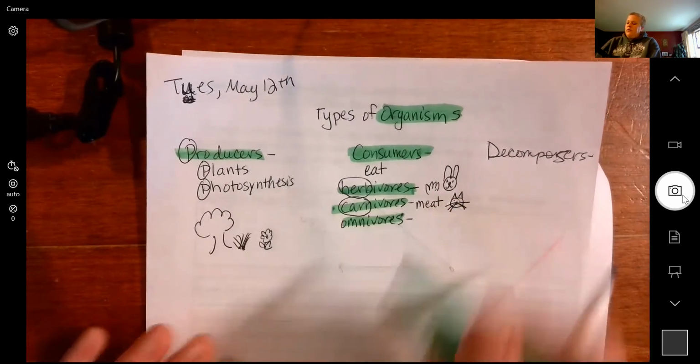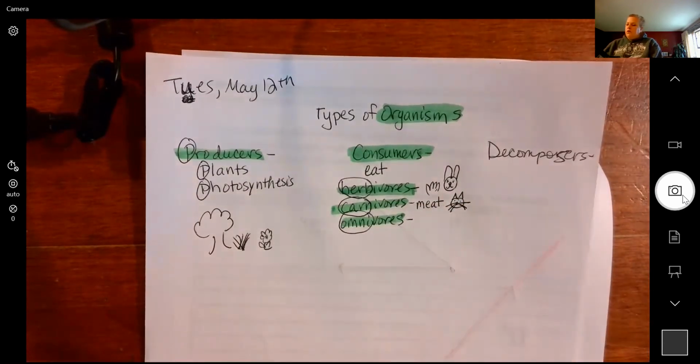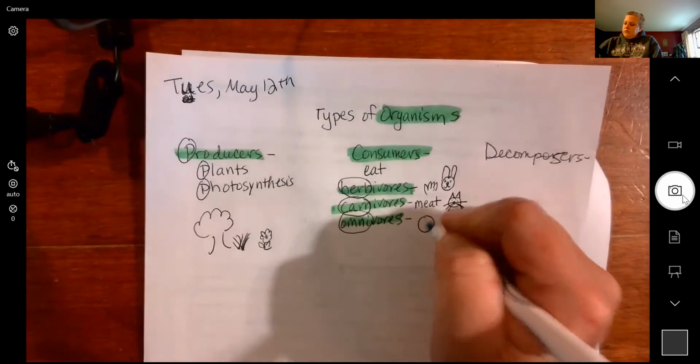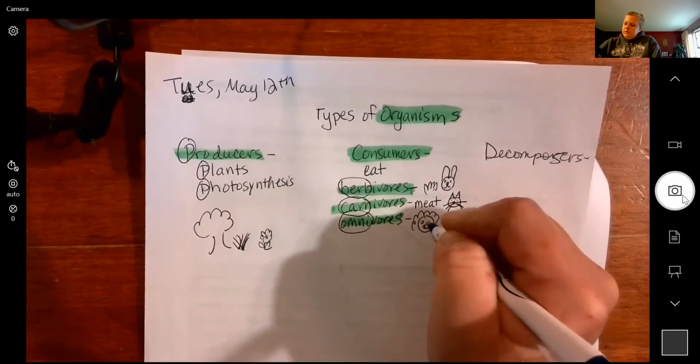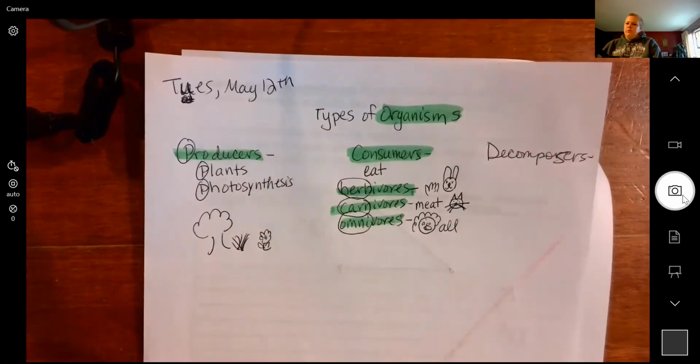And the last one is omnivores. Omni means all, the prefix that means all. So people are omnivores. My funny little person looks like they have a big nose. That's their mouth.